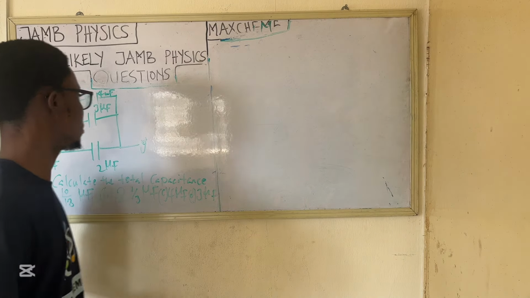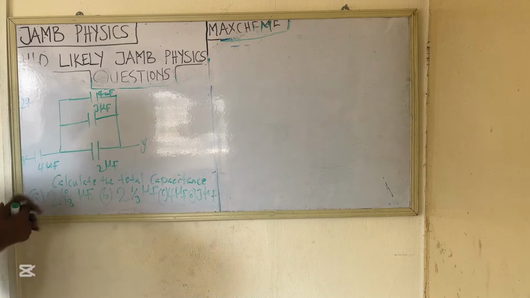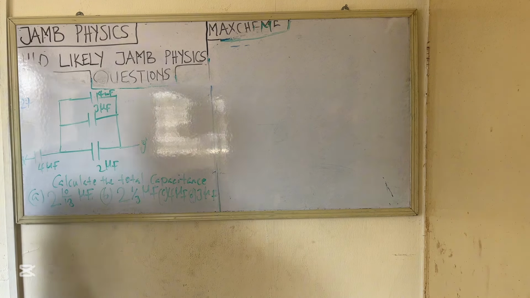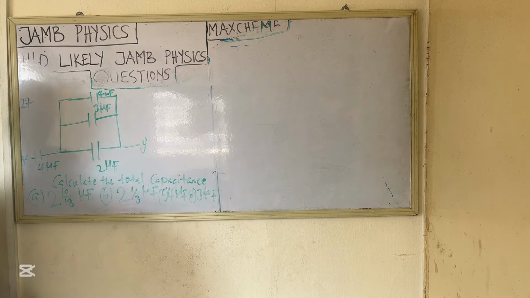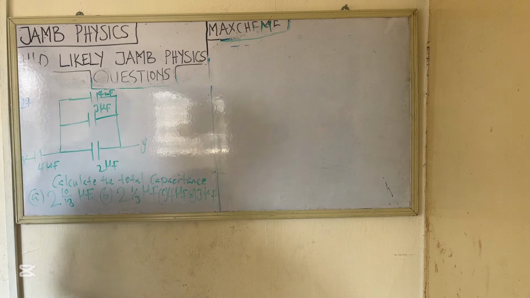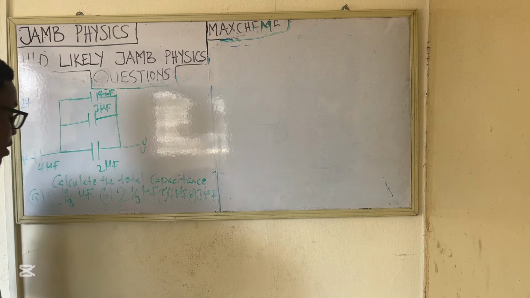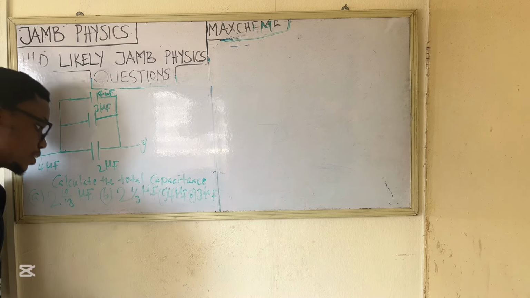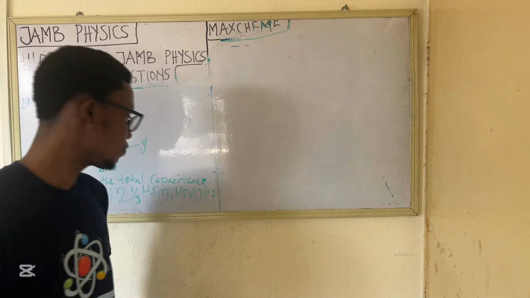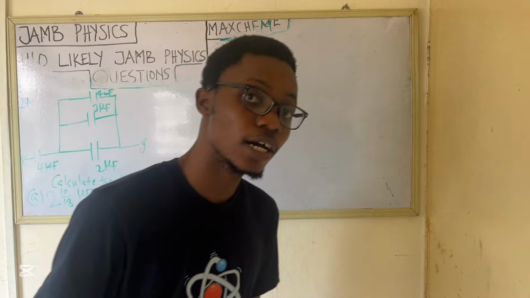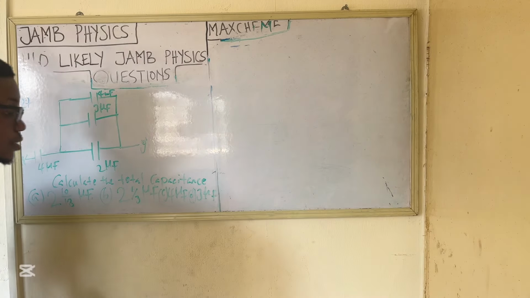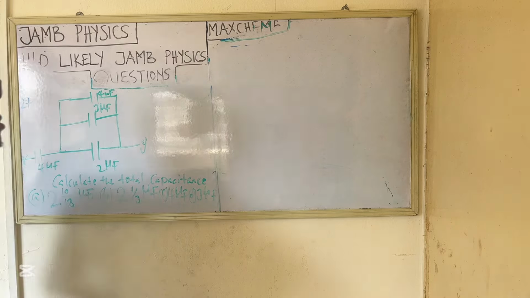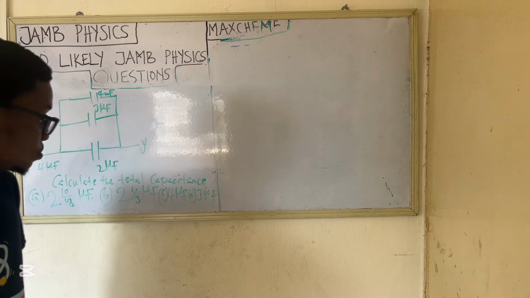Question 27. This is a capacitor. Now look at this. Calculate the total capacitance. A, 2 10/13 microfarad. B, 2 1/3 microfarad. C, 4 microfarad. D, 3 microfarad. Whenever I see micro, you know it's times 10 to the power minus 6. So you can do your maths there.